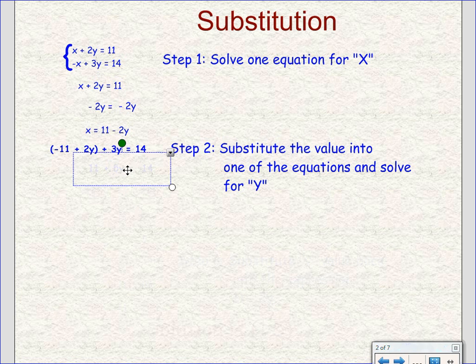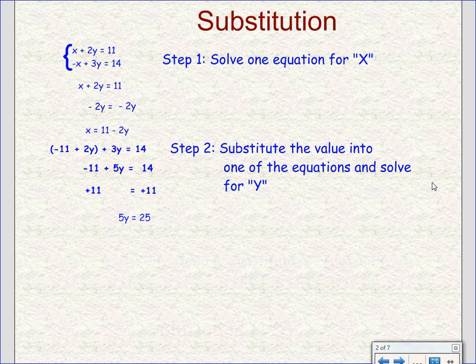In order to solve this equation, my first step will be combining like terms. 2 plus 3 equals 5. Next, I want to move my constant to the right. In order to do that, I must add 11 to both sides. 11 minus 11 is 0, so that is canceled out. And 14 plus 11 is 25. So I'm left with 5y equals 25.